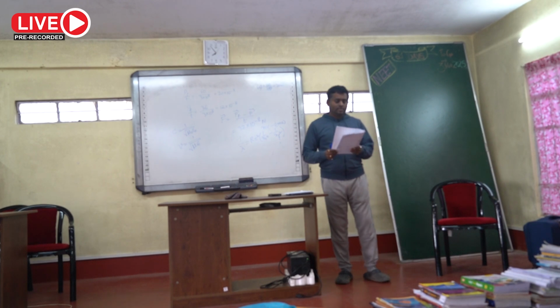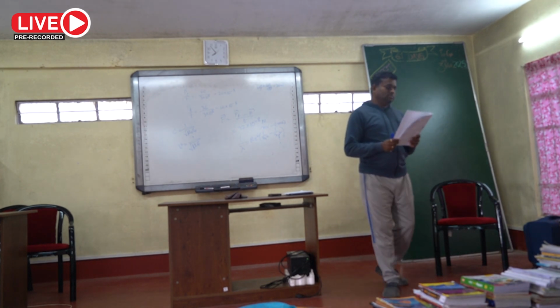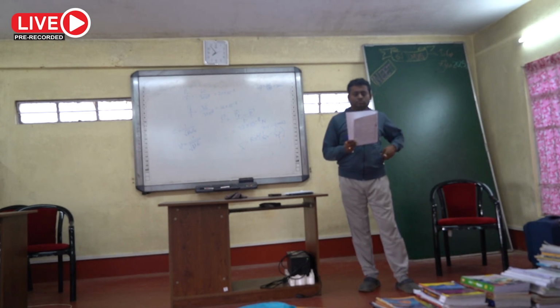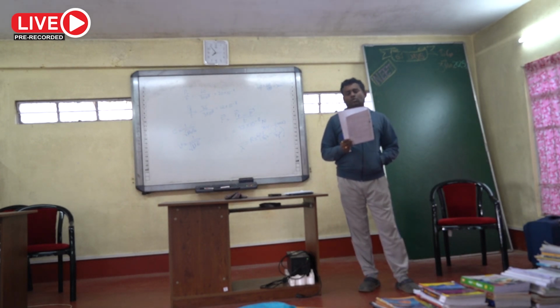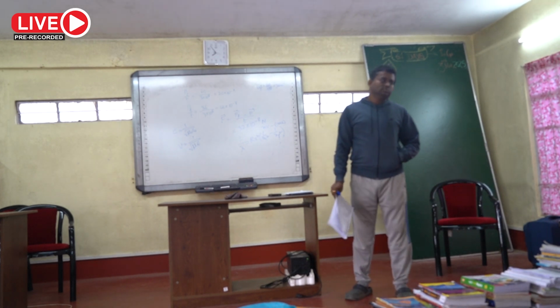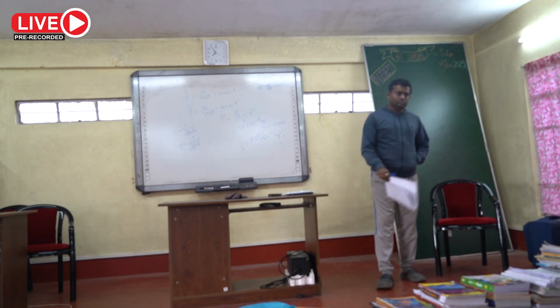Next, 87. Just find the peak value. 200 volt is the RMS value here, so 200 into root 2. It will be the peak value.